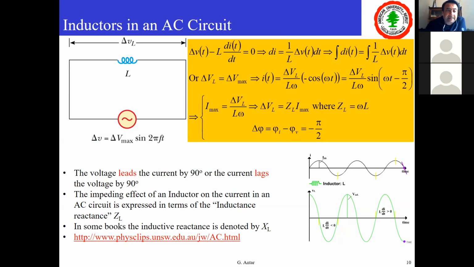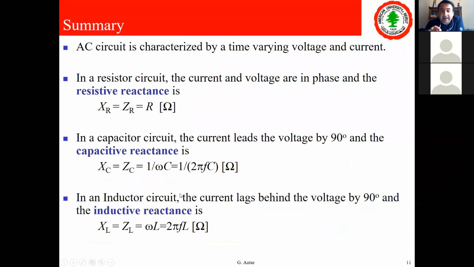Z is the impedance, okay? The capital Z, and L is called, we will see that in a few seconds. ZL or XL is called the inductive reactance. ZC or XC is called the capacitive reactance, and ZR and XR is called the resistive reactance. Okay? That's it. Now, note that it's very important.